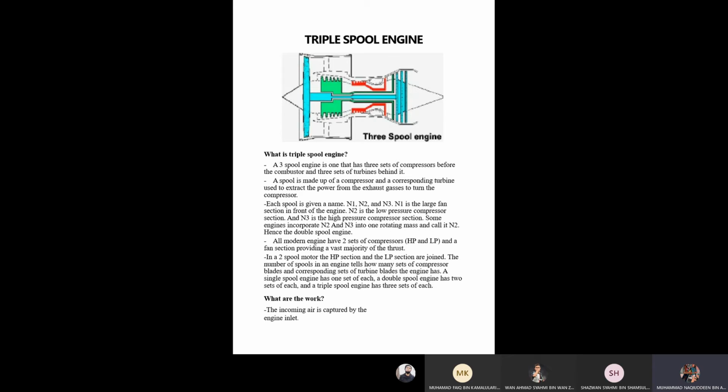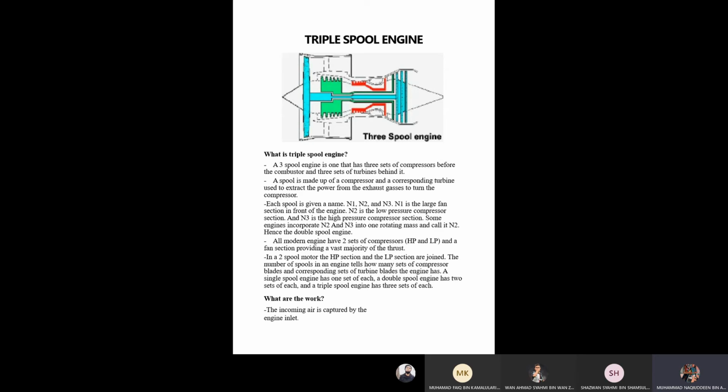Third, each spool is given a name: N1, N2, and N3. N1 is the large fan section in front of the engine. N2 is the low pressure compressor section. And N3 is the high pressure compressor section. Some engines incorporate N2 and N3 into one rotating mass and call it N2, hence the double spool engine.